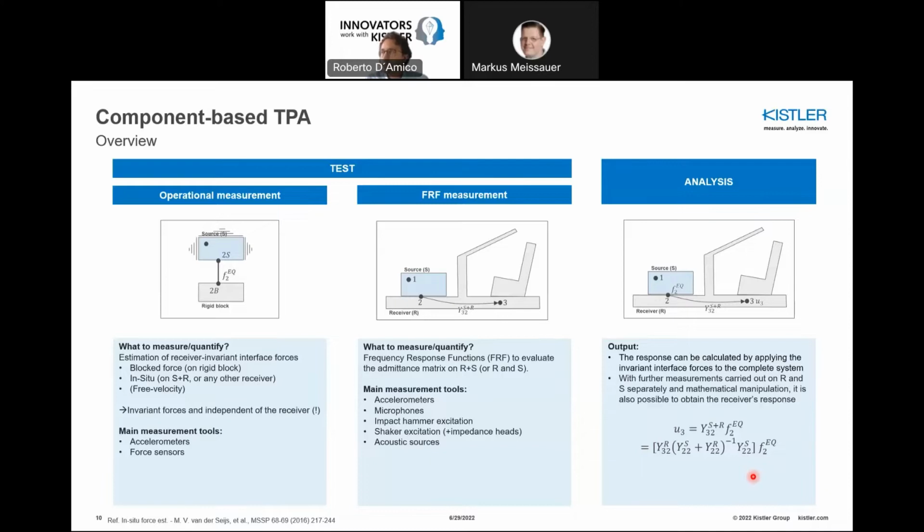This has tremendous impact on even the way suppliers and OEMs can communicate. If you think about that, an OEM that would like to test multiple motors can now share this information with a supplier, who can get this information and try to do predictive analysis. So this is why component-based TPA is gaining ground more and more. And this is why I think in the future we will see this more and more, with the blocked force being predominant and the in situ measurement also being a very, very interesting approach to measure interface invariant forces.